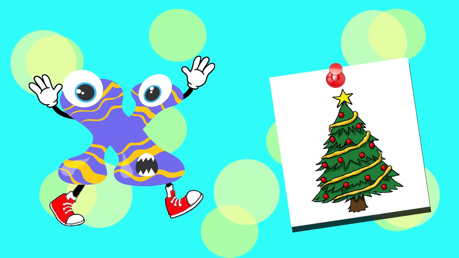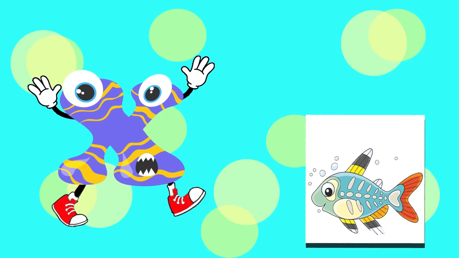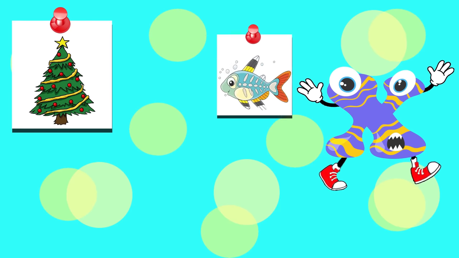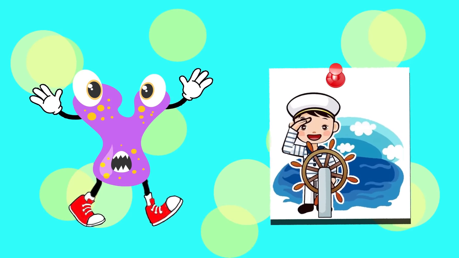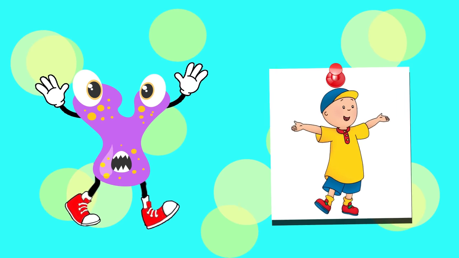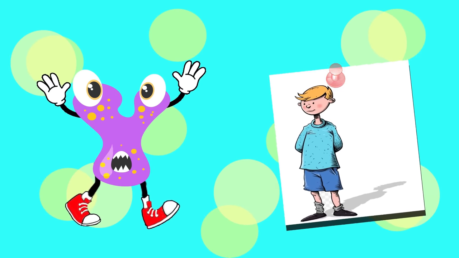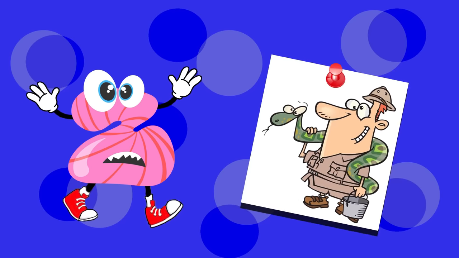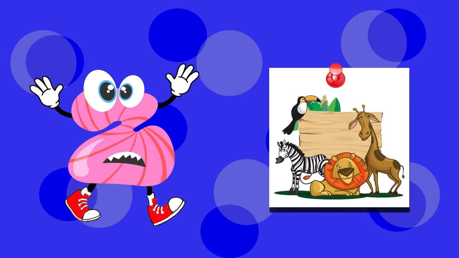X. X for Xmas. X for extra fish. X for X-ray. Y for yachtsman. Y for yellow. Y for youngster. Z for zookeeper. Z for zigzag. Z for zoo.